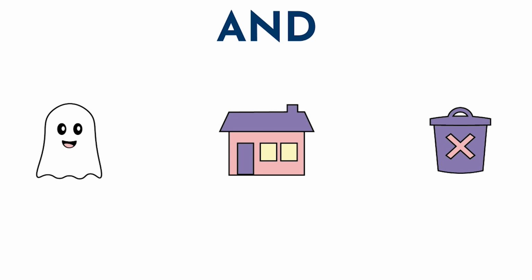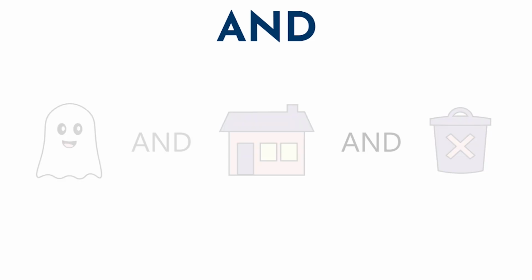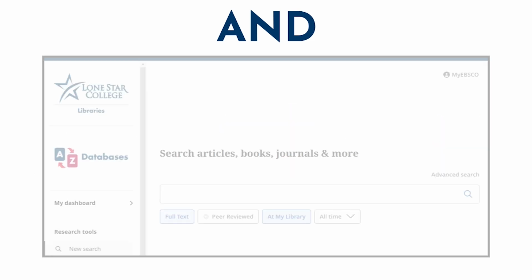By searching for ghost and house and remove, the database will return only information where all three of these topics are present, giving you a better chance of finding articles closer to your topic. The search page for Library's Discovery Search appears, and the words ghost, house, remove are typed into the search box. The words are then separated with a space in between them, and the operator AND in all caps appears between each word, making the search ghost AND house AND remove.